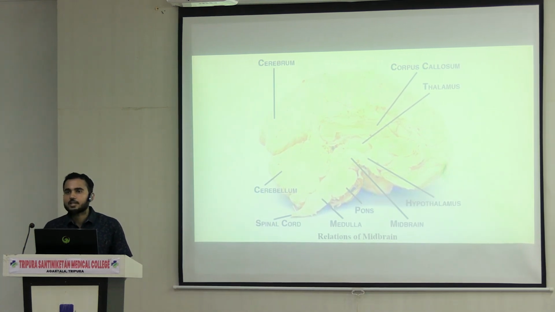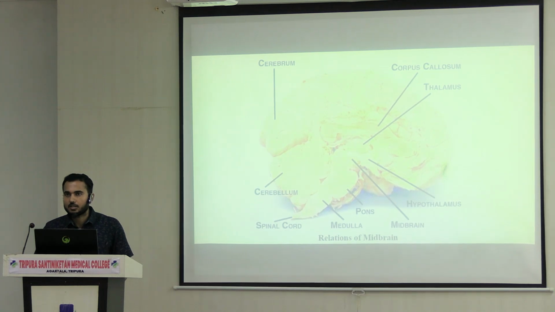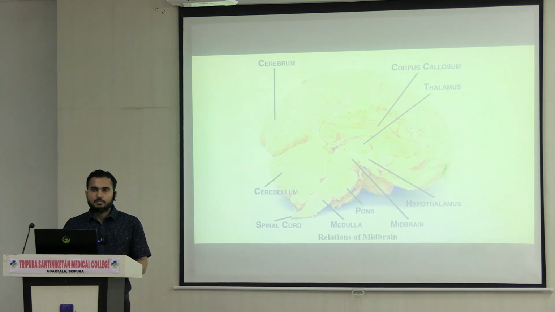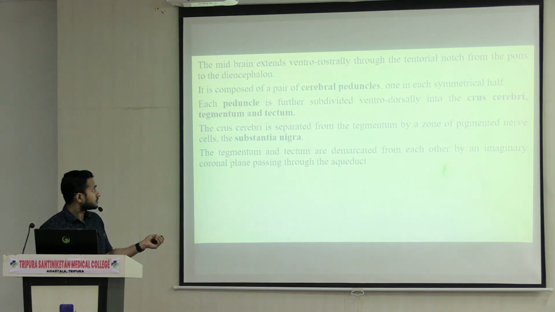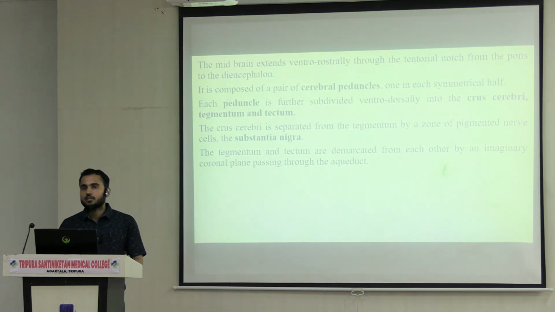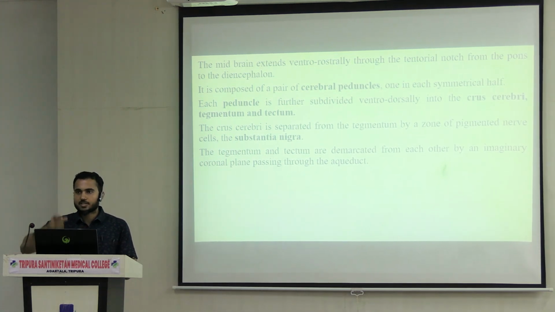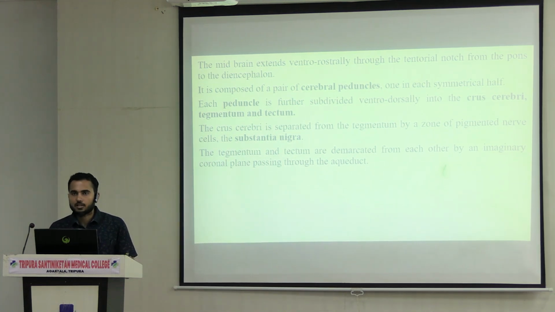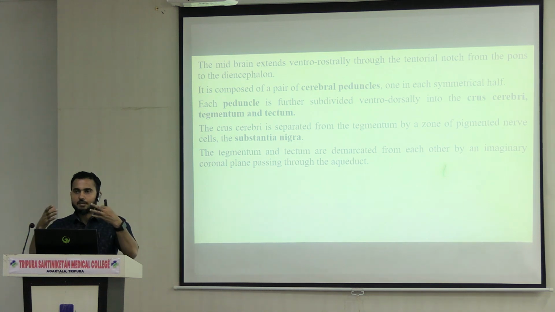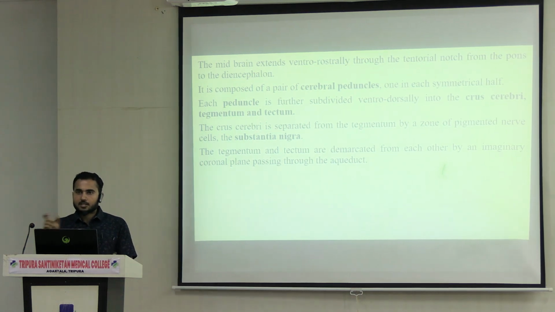Next, you have to understand one important part of the midbrain. If you see the extension of the midbrain, it is ventrodorsally. Let me show you. If you see the extent of the midbrain, it is ventrodorsally through the tentorial notch. So it is passing through the tentorial notch. Now the whole midbrain is composed of a pair of cerebral peduncles. So two cerebral peduncles are there.